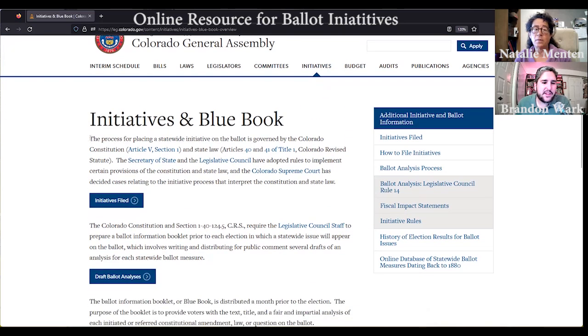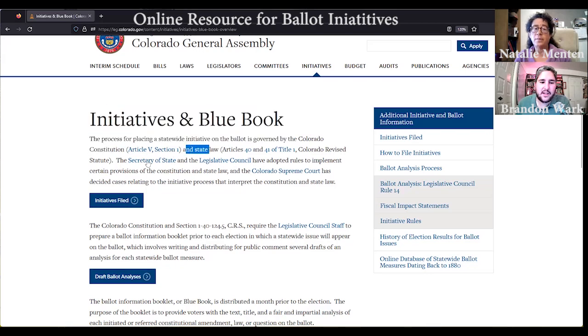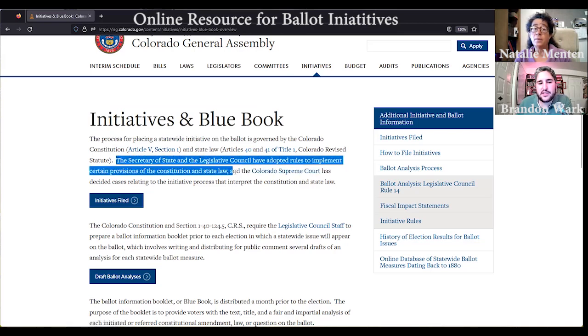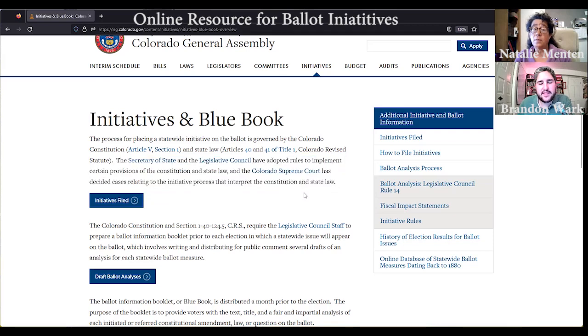I'm going to read some of this here. The process for placing a statewide initiative on the ballot is governed by the Colorado Constitution and state law. The Secretary of State and Legislative Council have adopted rules to implement certain provisions of the Constitution and state law. And the Colorado Supreme Court has decided cases relating to the initiative process that interpret the Constitution and state law.